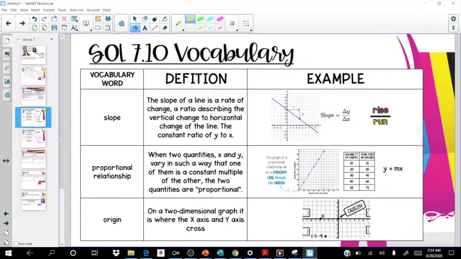So we have vocabulary. However, these are the same vocabulary words from the last lesson. So if you are having a hard time remembering some of these words or understanding some of them, then you can always refer back to the lesson from yesterday. But they are here for your reference as well.